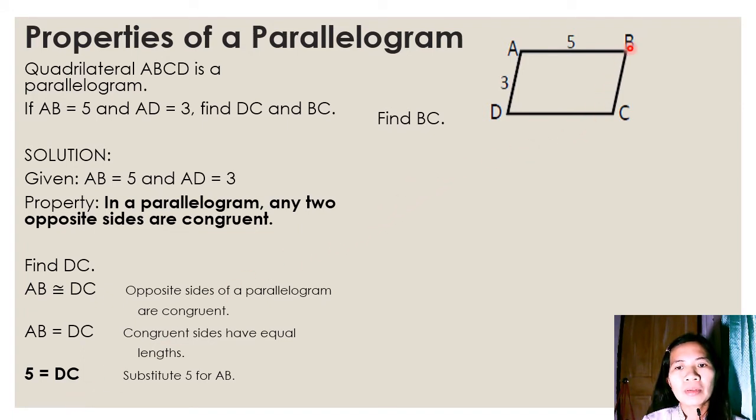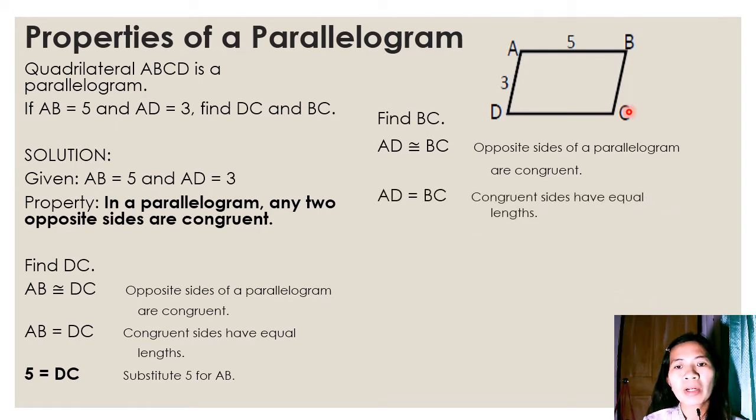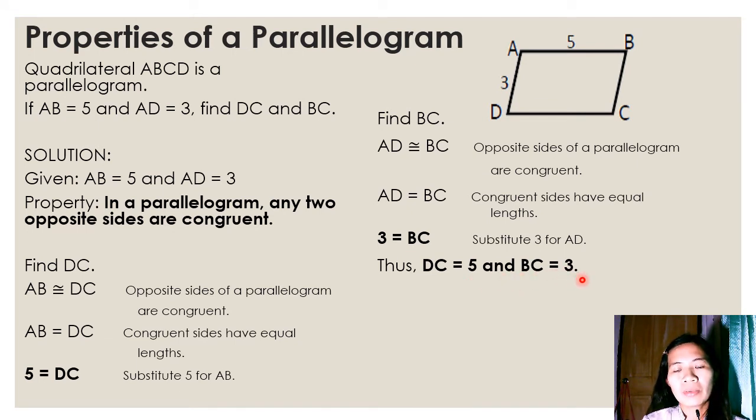So how about segment BC? Again, segment AD is congruent to segment BC because opposite sides of a parallelogram are congruent. And since they are congruent, we can say that segment AD is equal to segment BC. By substitution, since segment AD is equal to 3, then segment BC is equal to 3 units as well. Thus, segment DC is equal to 5 and segment BC is equal to 3 units.